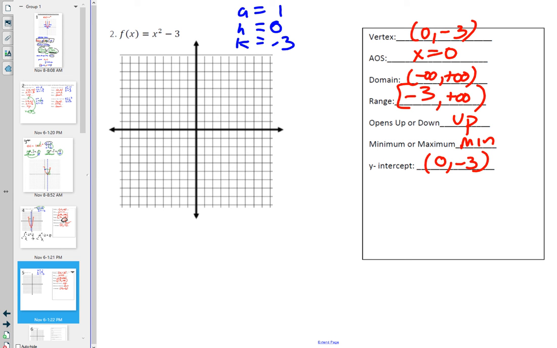Here, maybe this will help you. On every single parabola, you know how I told you for domain, it's always going to be negative infinity to positive infinity? For every parabola, you're going to have one of two things for the range. You're either going to have k to positive infinity, or you're going to have negative infinity to k. Instead of it being one thing every single time, it's going to be one of two things every single time.